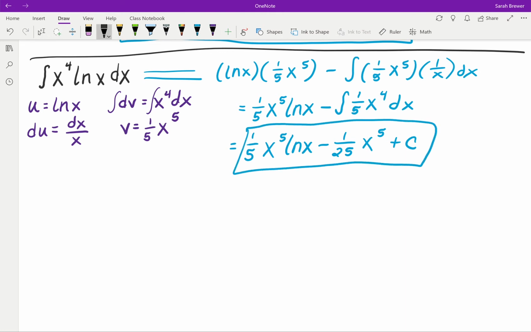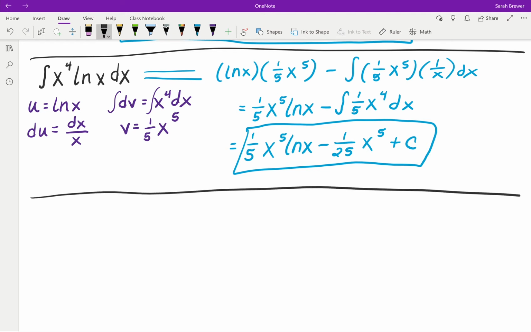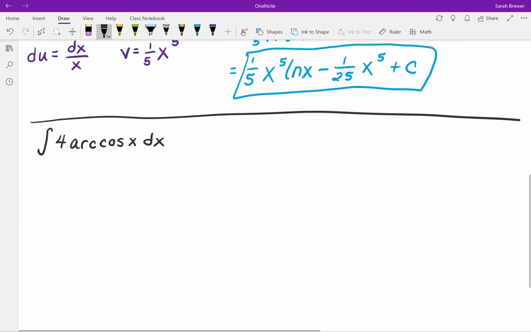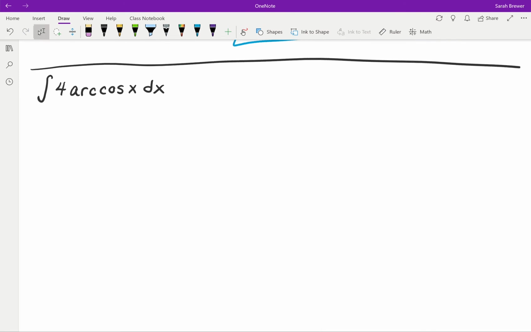I'm going to go ahead and do another example. This time something a little bit different. I'm going to integrate 4 arc cosine of x dx. Okay, so I know none of my regular techniques work because we don't know how to integrate arc cosine x just yet. This is how we do it.